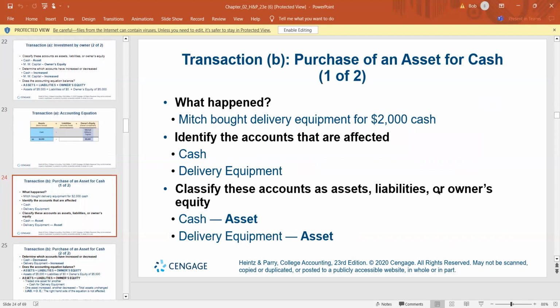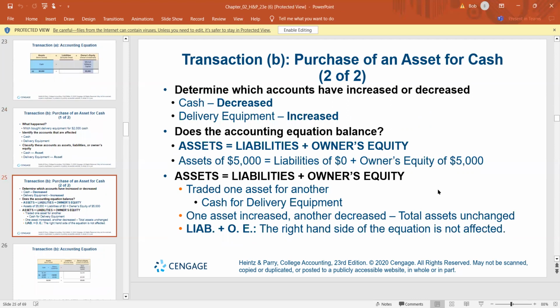He bought an asset for cash. What happened? He bought some equipment, some delivery equipment, scooters or something. Well, what accounts are affected? We see the word cash right there, so we know cash is affected. And what did he buy? He bought delivery equipment. So both of those are assets.